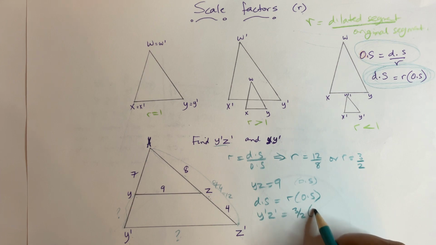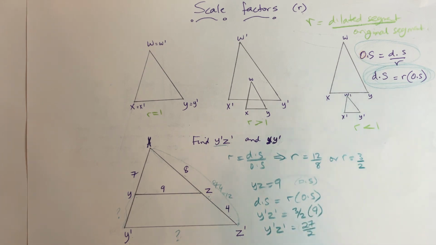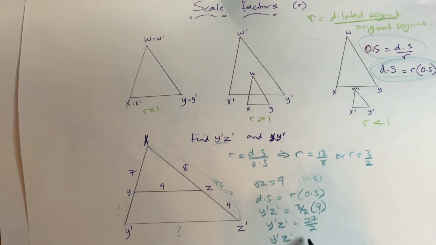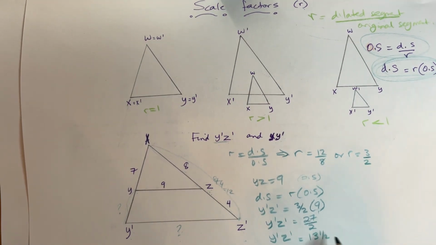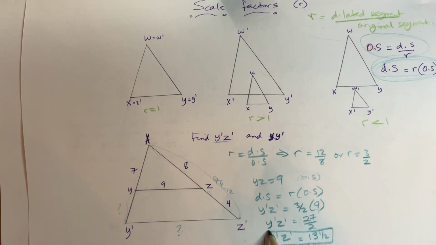over 2 times 9. And so Y prime Z prime is equal to 9 threes is 27 over 2, because let's pretend this is over 1, 9 over 1, and you cross multiply, right? That's another tip I have to show you, how to multiply whole numbers with a fraction. And so Y prime Z prime is equal to 13.5. Okay, so that's what we have for Y prime Z prime.